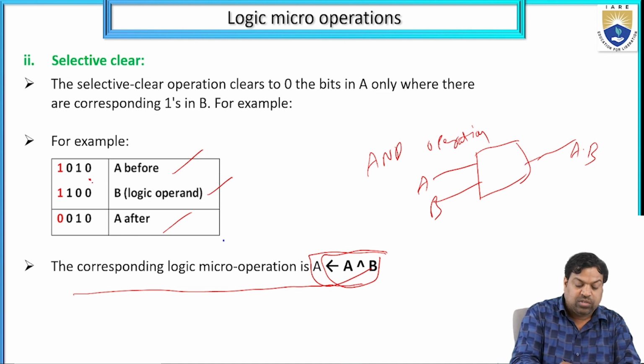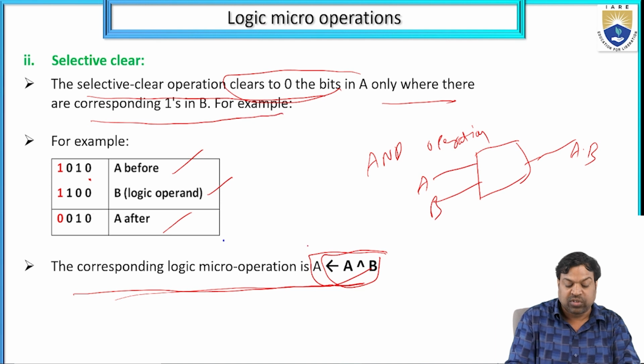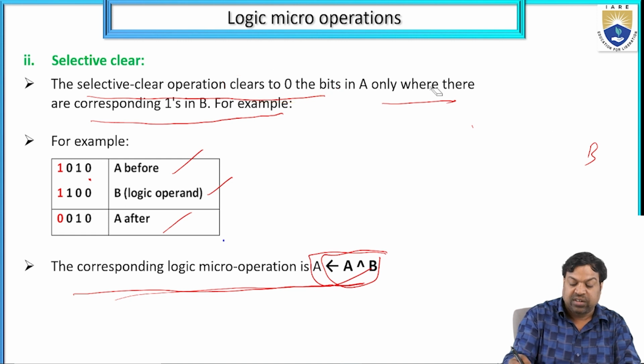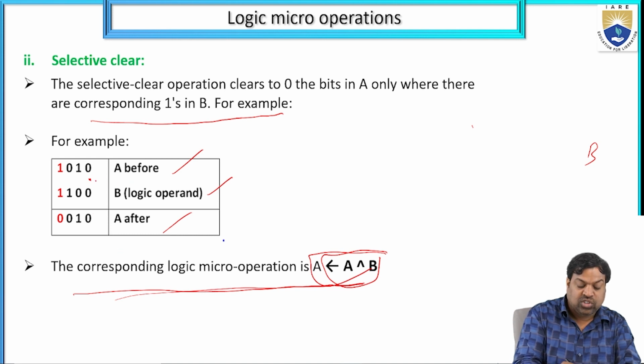So 0 into 0, 0. So like this, the corresponding logic operation is like this, and the selective clear operation clears bits only in A corresponding to the ones in B, as in the example. So it is a clear operation. Selective clear means it clears all the operations of this one. We are not performing any AND operation. Why? Because here already clear will be there. So here I am taking 1010 of A, and for B logic operand you can take any operand. So here I am taking 0 0 0 1 0 1 0 1, 0 1 1 means 0.